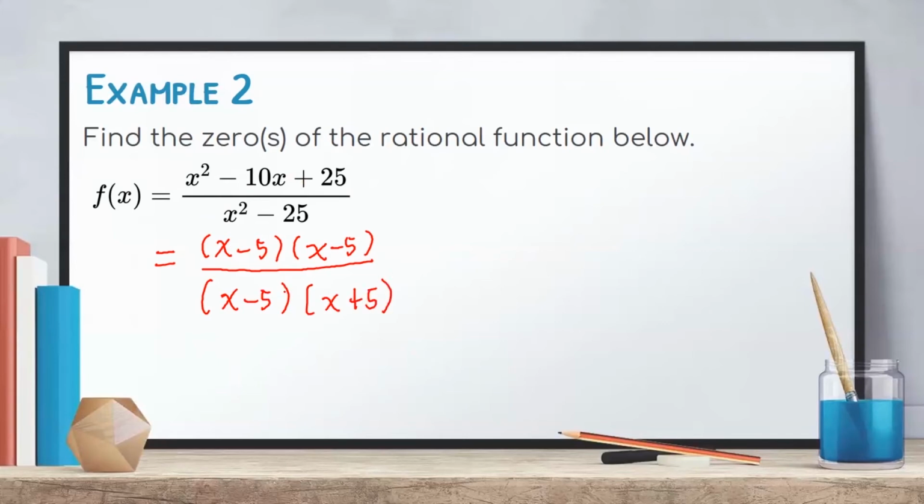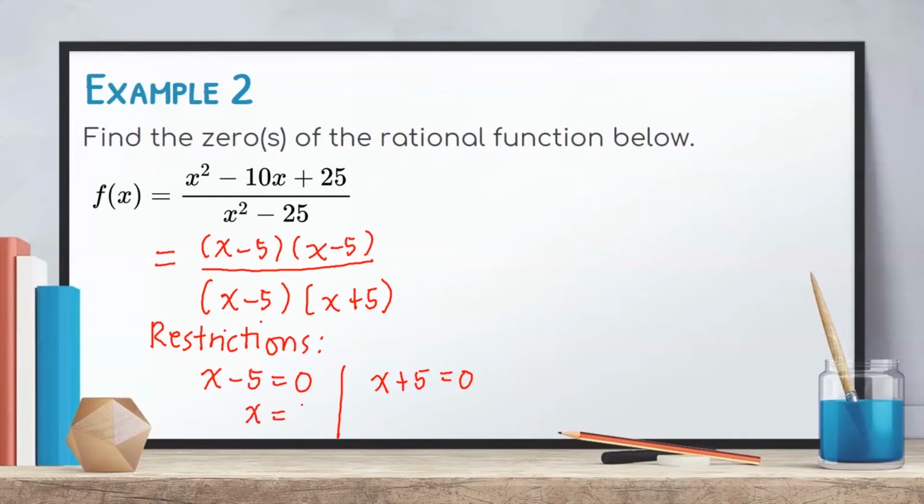Next, let us determine the restrictions of the denominator. To determine the restrictions, let us equate the two factors of the denominator to 0. So x minus 5 equals 0 and x plus 5 equals 0. When we solve for the value of x, we have here x equals 5 and here x equals negative 5. Therefore, our restrictions would be x cannot be equal to negative 5 and positive 5 because these values will make our denominator 0 and will make the entire rational function undefined.